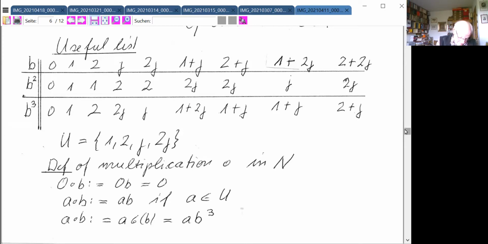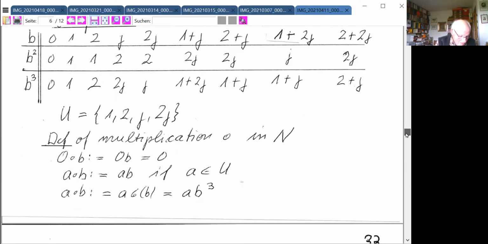And now the new multiplication, the circle in F, is defined by, well, just for completion, 0 times B is, as in the old multiplication, 0. A circle B is the old multiplication A times B if A is a square, and A circle B is A times sigma of B in case A is not a square.